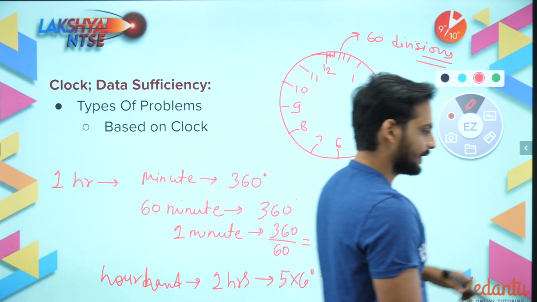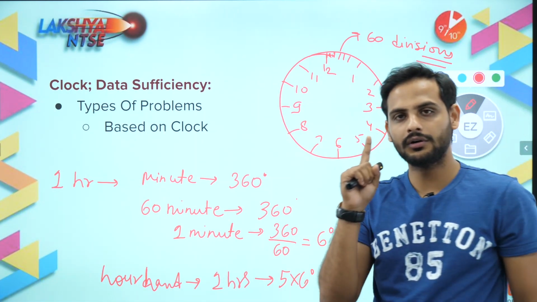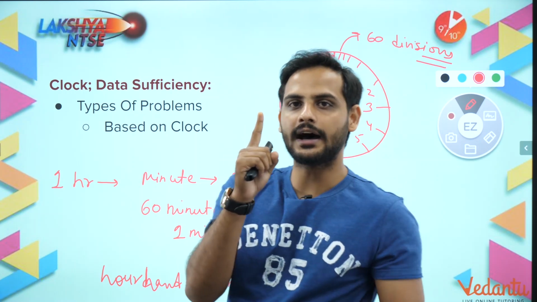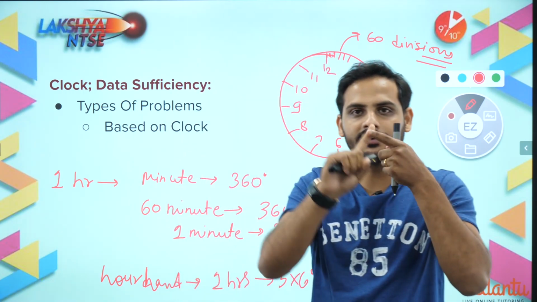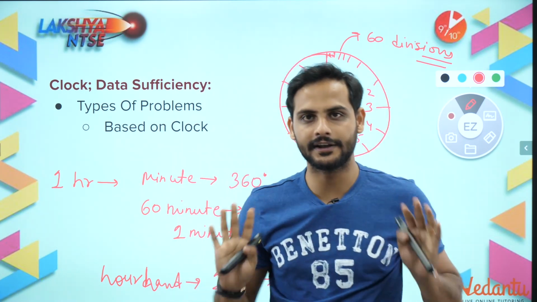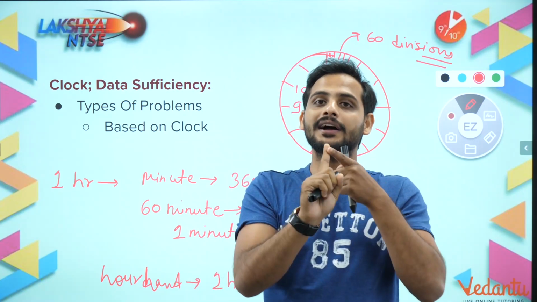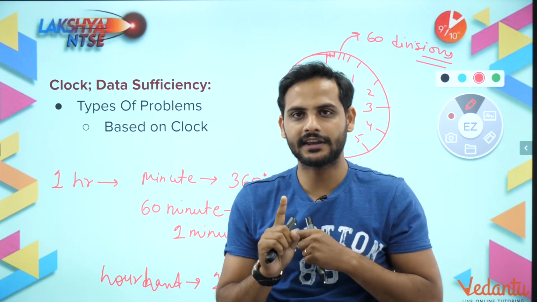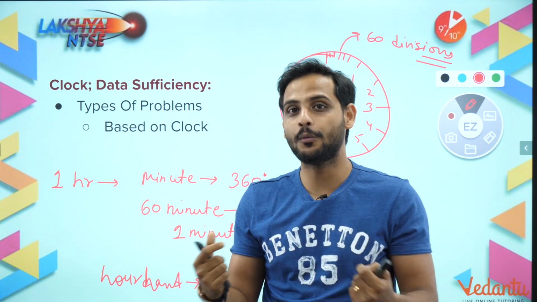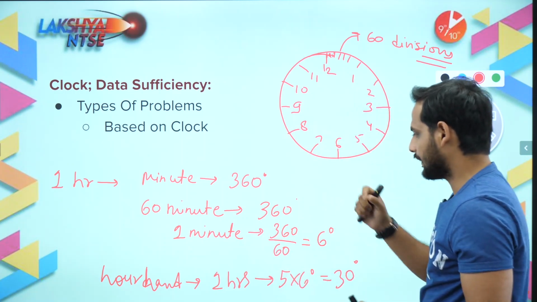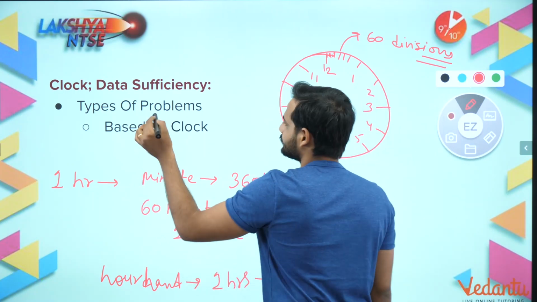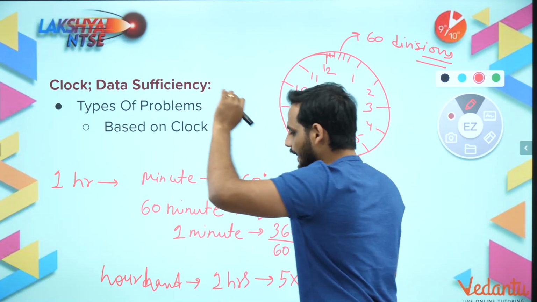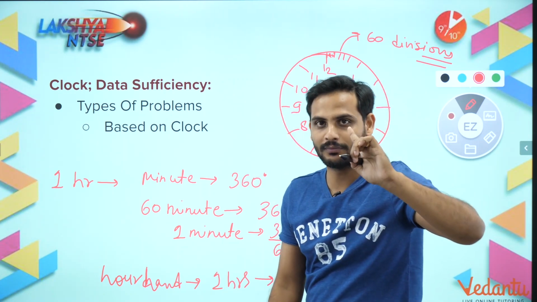One more part, in 1 minute. So what we got to know? In 1 hour, the minute hand moves 360 degrees and the hour hand moves 30 degrees. In 1 minute, the minute hand moves 6 degrees. How much does the hour hand move? Understand it very carefully, children. The hour hand movement we know.